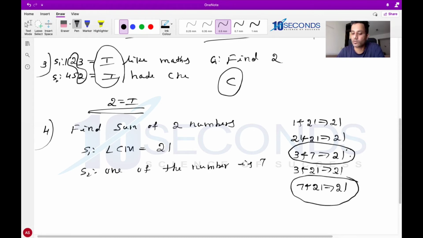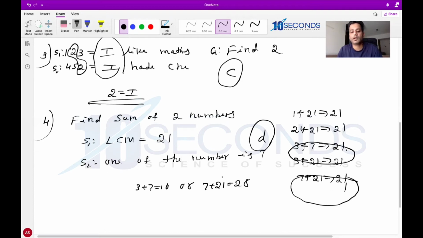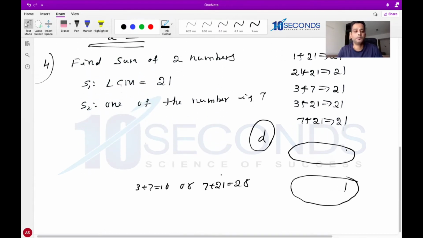3 and 7 LCM is 21. 7 and 21 LCM is also 21. So the sum of 2 numbers is either 3 plus 7, 10, or 7 plus 21, 28. Again, there are 2 answers. So you're not sure whether the sum is 10 or 28. So the question cannot be answered. Option D, the fourth option. Question cannot be answered even if you combine them, because there are multiple answers, in fact two answers.